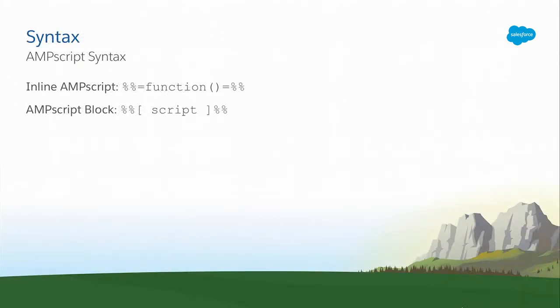So firstly, the syntax. Now, similar to personalization strings, AmScript also uses these double percentage marks, surrounded by equals characters, for something called inline AmScript, or these bracket delimiters for what are called AmScript blocks. And all AmScript code must be surrounded in these opening and closing delimiter patterns. Otherwise, the content within it will be ignored.